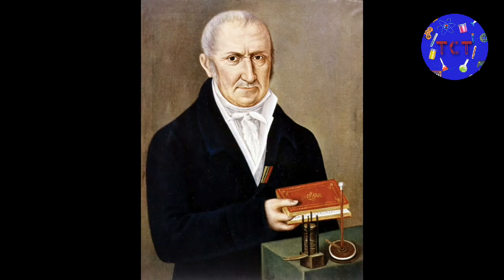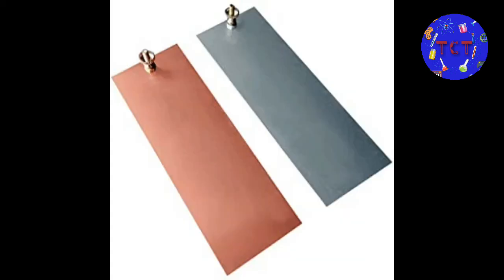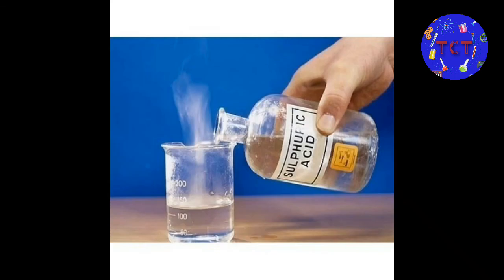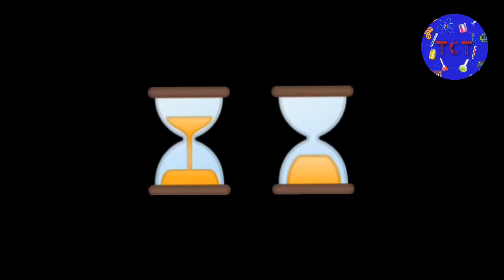An example is the simple Voltaic cell. This cell was invented by Alessandro Volta in the 18th century. It consists of a positive electrode of copper and the negative electrode of zinc. The electrolyte is dilute sulfuric acid. This cell could work only for a short time.